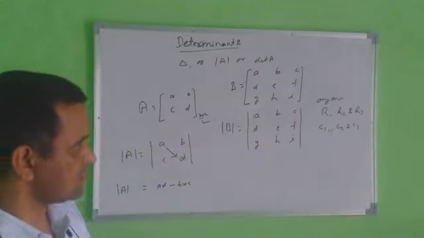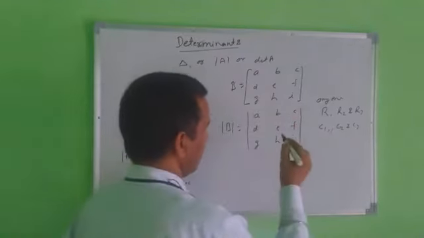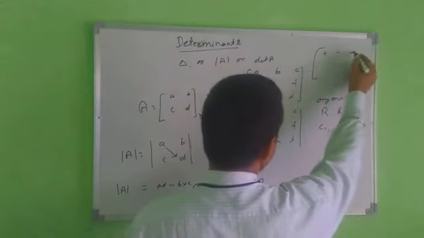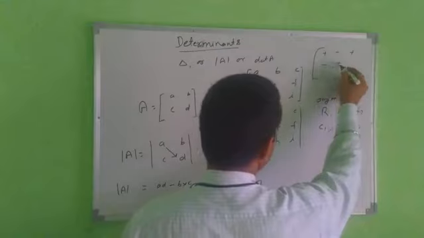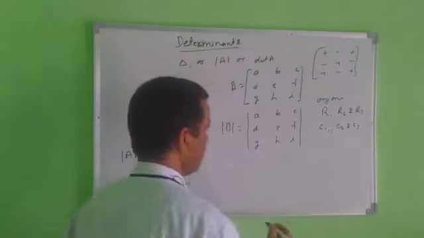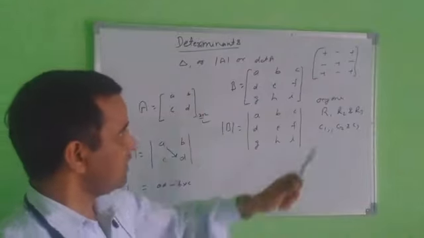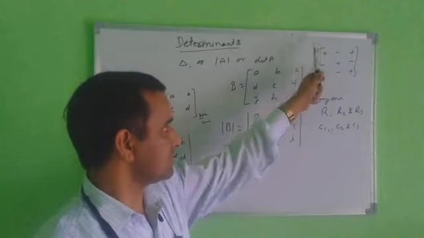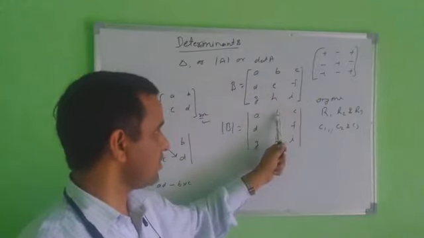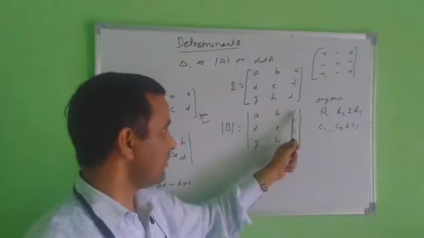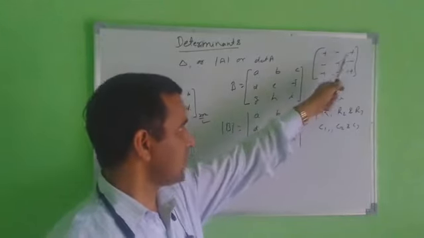Second thing: what is the sign of each position? First of all, keep in mind the signs: plus, minus, plus, minus, plus, minus, plus, minus, plus. Keep this sign pattern in mind. The first element's address is 1,1, and its sign is plus. What is the sign of A12? This is the minus sign, and this one is A13. This sign is plus.